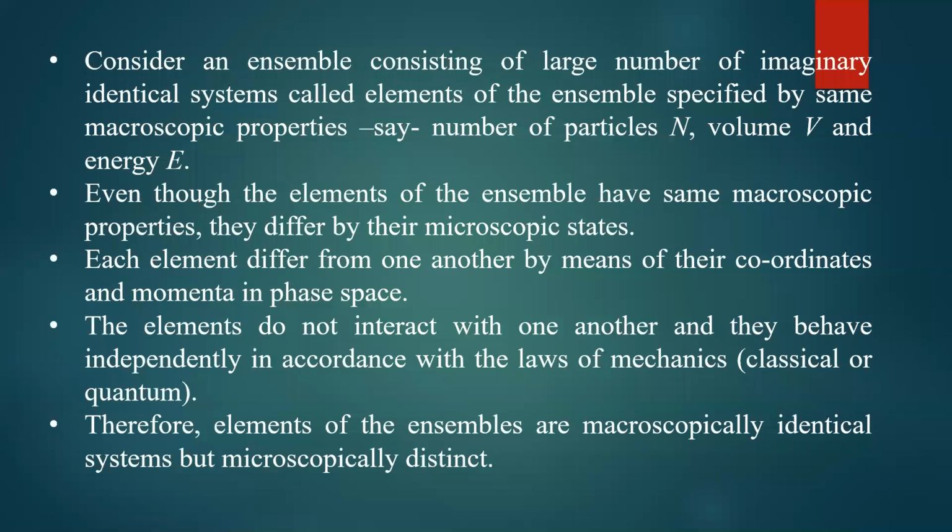Then if you take the position and momentum of the molecules, they will be different. The position is different, and the momentum of the molecules will be different. That is why macroscopically they are identical: size-wise, nature-wise, and energy-wise they are all the same. But microscopically, if you represent them in phase space, they will have different position coordinates and different momentum coordinates. That is how an ensemble consists of identical systems which are macroscopically identical but microscopically distinct.